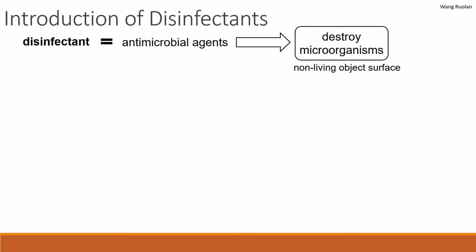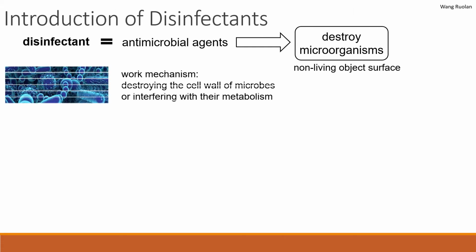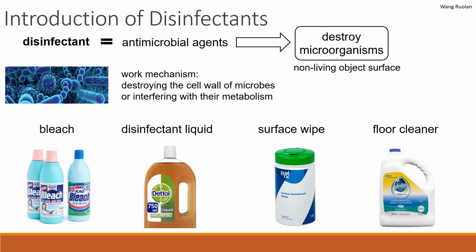Disinfectants, you can also say, are antimicrobial agents. They are used to destroy the microorganisms on non-living object surfaces. Here is the work mechanism, and these are 4 main types of disinfectants: bleach, disinfectant liquid, surface wipe, and floor cleaner.